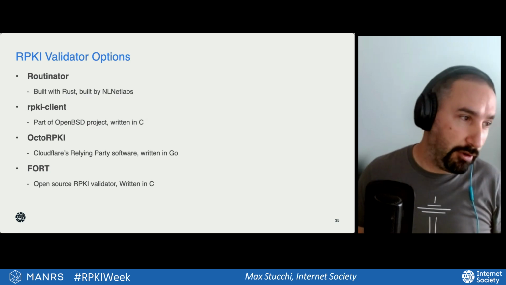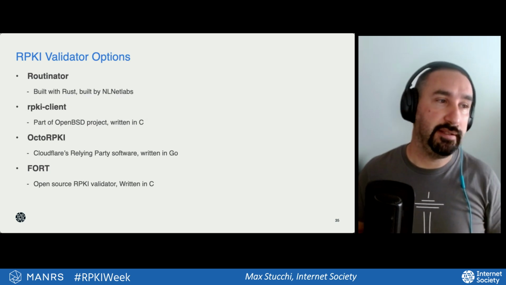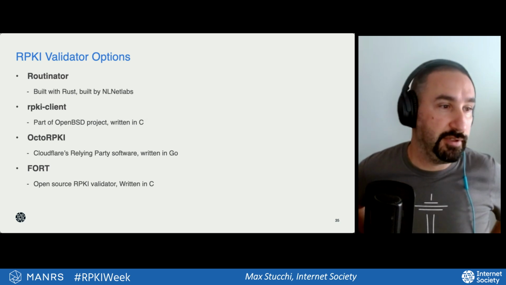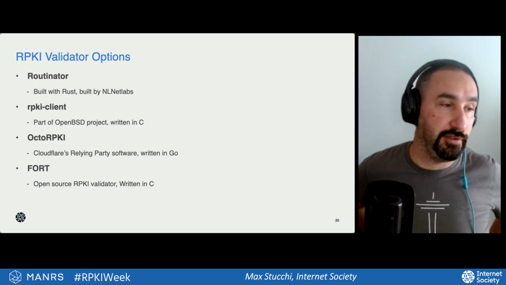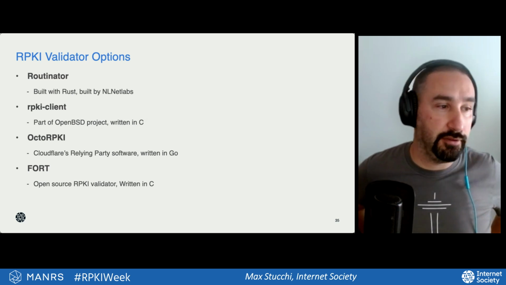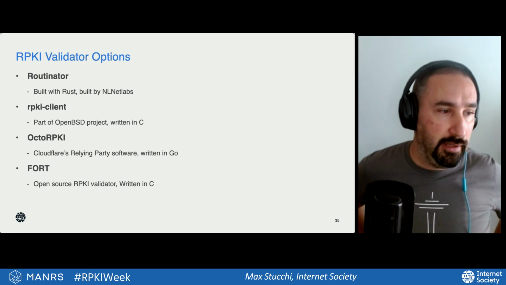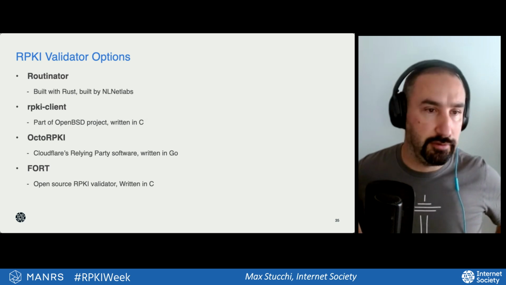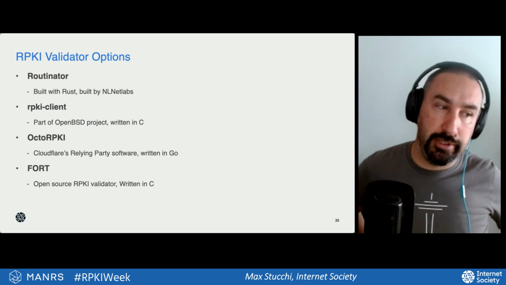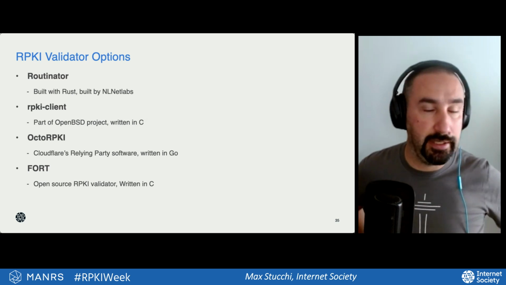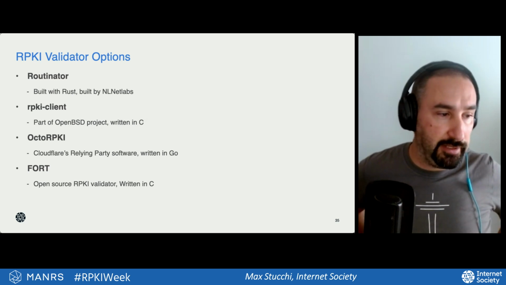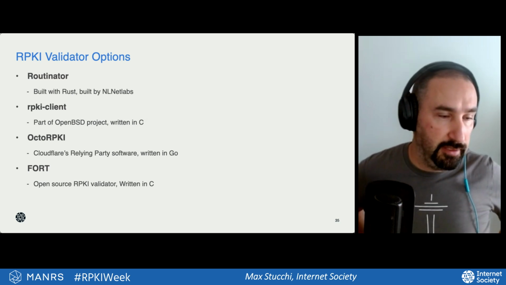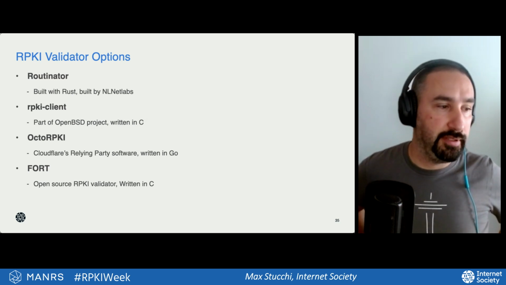There are 4 main implementations for validators. Routinator is the one that I personally like the most, built by NLNet Labs using Rust. There is RPKI client from OpenBSD. It's part of the OpenBSD project, but it also has portable versions, so you can also install it on Ubuntu and I think FreeBSD. Then there is Octo RPKI, which comes from Cloudflare, and then Fort. Fort, written by the NIC in Mexico, and written in C, very strong implementation as well.